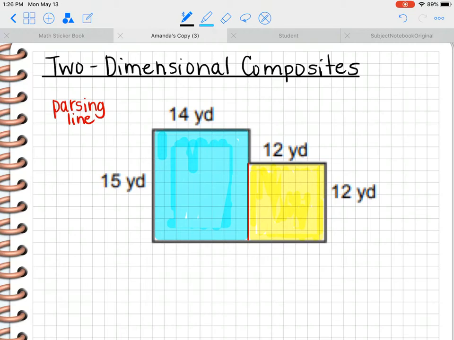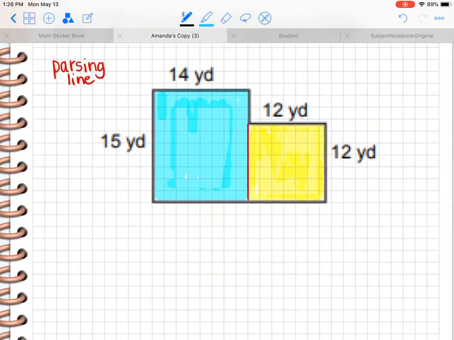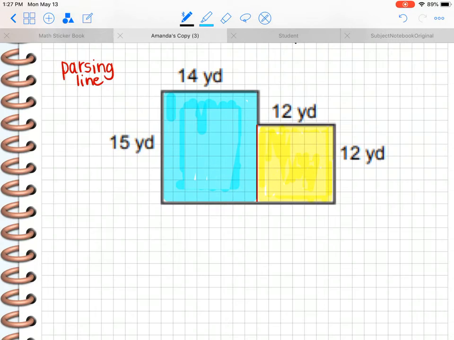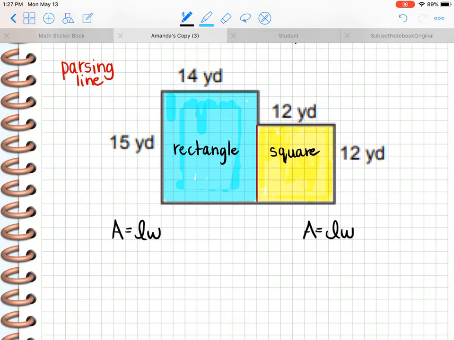Okay, so we want to find the area of this whole composite shape. So this piece is a rectangle. Let me write it in here. And this piece is a square. And we can use the same formula for both of those. They're both four-sided polygons. So the area of the rectangle is length times width. And we'll use the same formula for the square. You could also use side to the second power for the square.